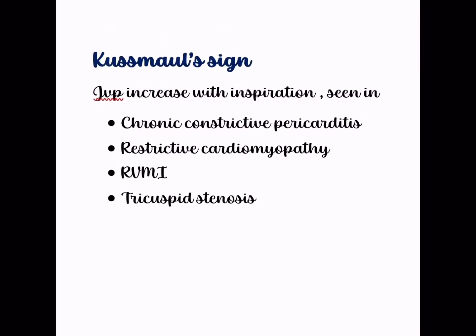And coming on to Kussmaul sign, normally JVP drops with inspiration, but when it increases with inspiration it is known as Kussmaul sign. It will be seen in the case of chronic constrictive pericarditis, restrictive cardiomyopathy, right ventricular MI, tricuspid stenosis.